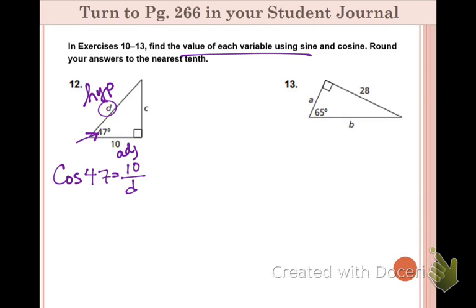All right, so our variable's on the bottom. So what can I do to fix that? Flip them both. So left becomes 1 over cosine of 47, and the right becomes D over 10. This is called secant. Multiply both sides by 10. So you'll have 10 times 1 over cosine of 47.